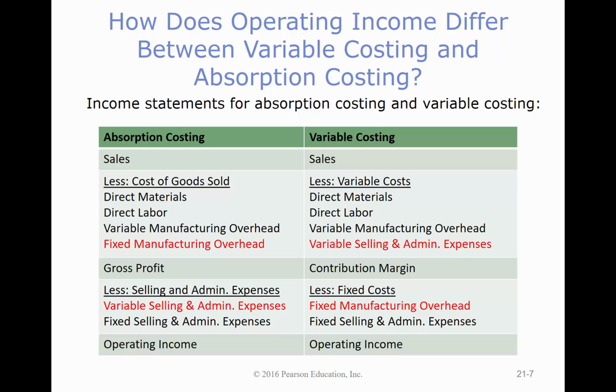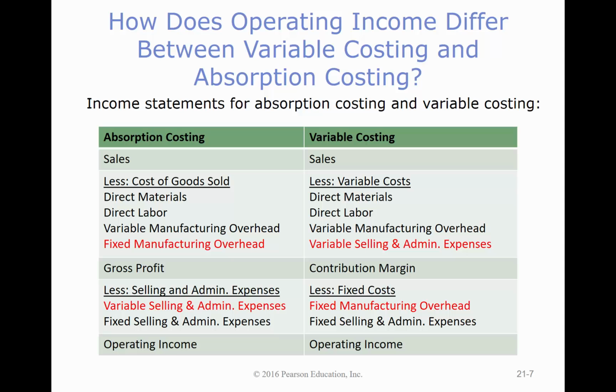Again, we just went through this, but they're breaking it down one more time because once we get into the numbers of it, you'll see it. Whereas with variable costing, we're going to have sales less the variable costs, which include direct materials, direct labor, variable manufacturing overhead, and the variable portion of selling and admin gives us contribution margin less the fixed costs.